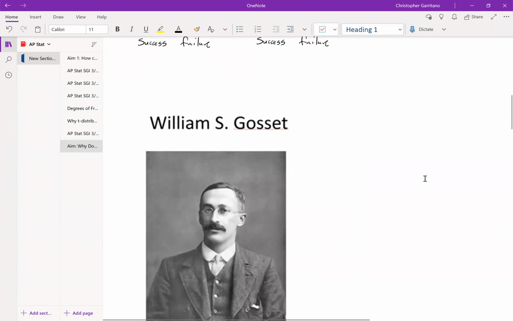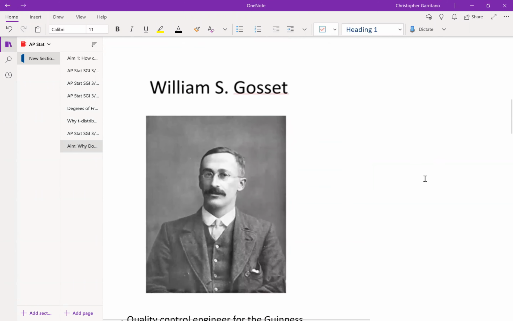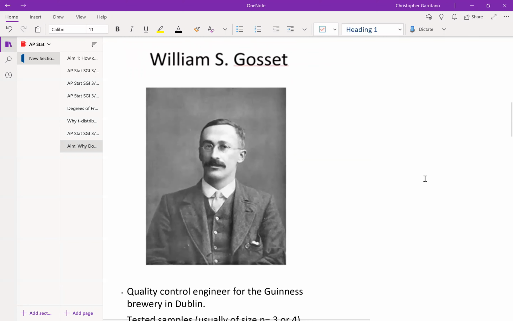Enter this man, William S. Gossett. So I know what you're thinking. Why is he wearing like 15 very heavy shirts? All I can tell you is I heard it was colder back then, so maybe that's part of it. Or he just wanted to look nice and warm. But that's the man.